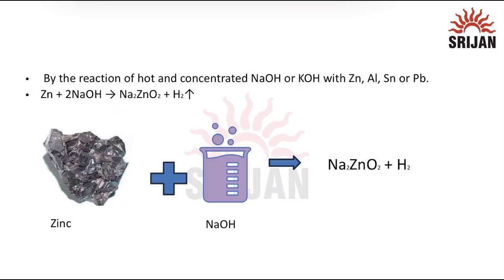Then also we can use a base in place of an acid. For example, in this case we can use NaOH, KOH, any of these. In this case we are using NaOH, sodium hydroxide. So zinc, any active metal with base sodium hydroxide, gives us H2 also. The byproduct will change from the first one.